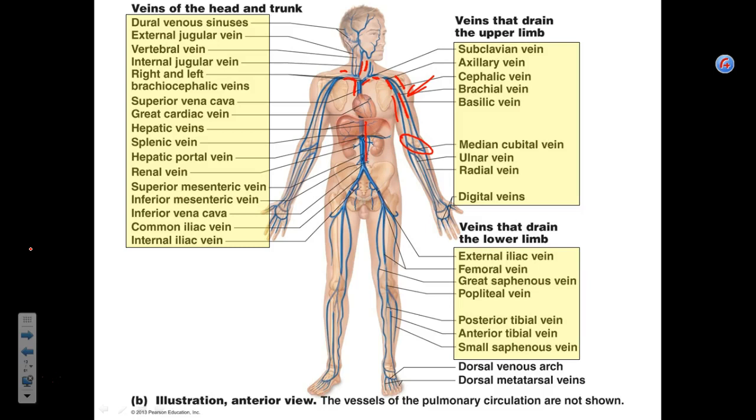I'm a very proud carrier of an enormously sized median cubital vein. When I give blood, they put a tourniquet on and say, no, you don't have to. You're fine.